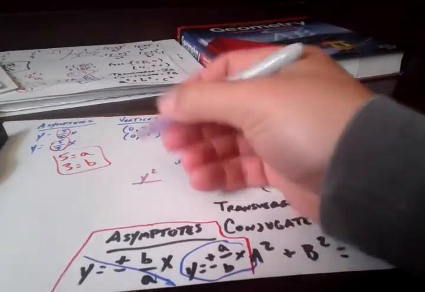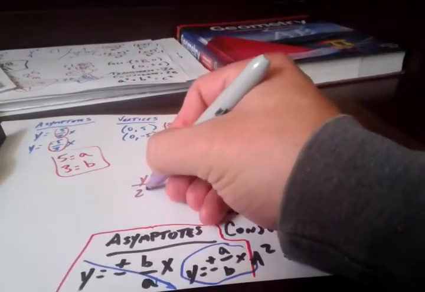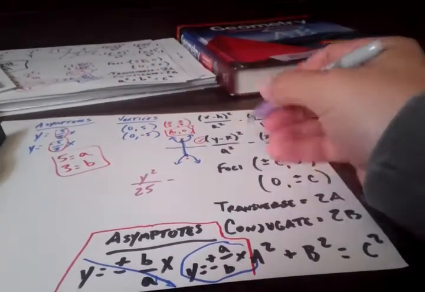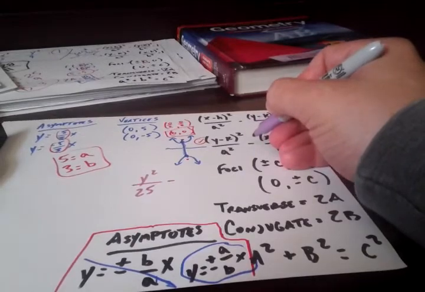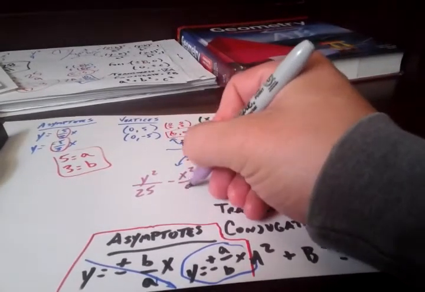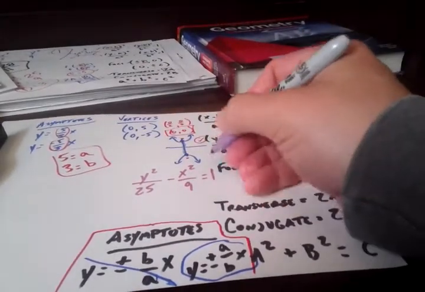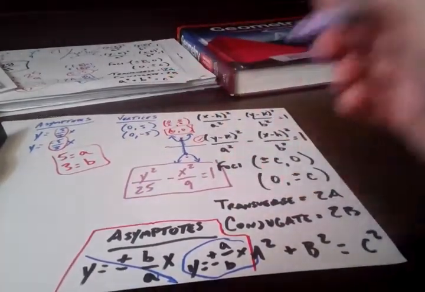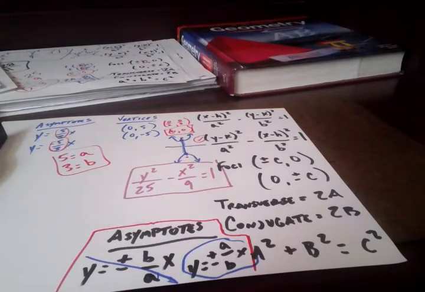So I have y squared over a squared is 5, so I'm going to say 25. I'm going to say minus. Remember, hyperbolas are minus. The ellipse is plus. X squared over 9, and it's always equal to 1. Okay, so that one is the equation for example 2, right? That's the equation for example 2.